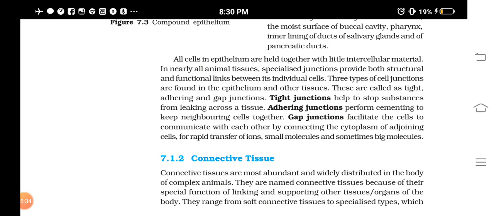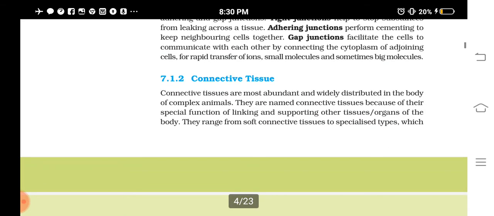Various cavities of the body, and the major function is what? Secretion, then diffusion, absorption, protection, etc. Is it clear? Then, depending upon the shape of the cells, they are of different types: squamous, cuboidal, and columnar, isn't it? And depending upon the number of layers, they are of two types. What are they? Simple epithelium and compound epithelium. So all this is clear to you, I hope, because we have studied this in 9th class also.